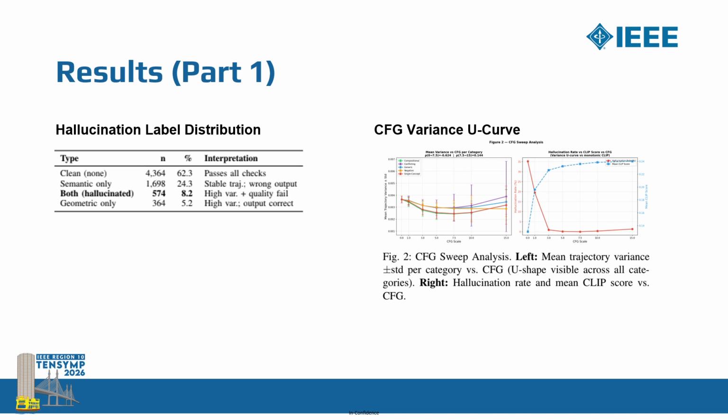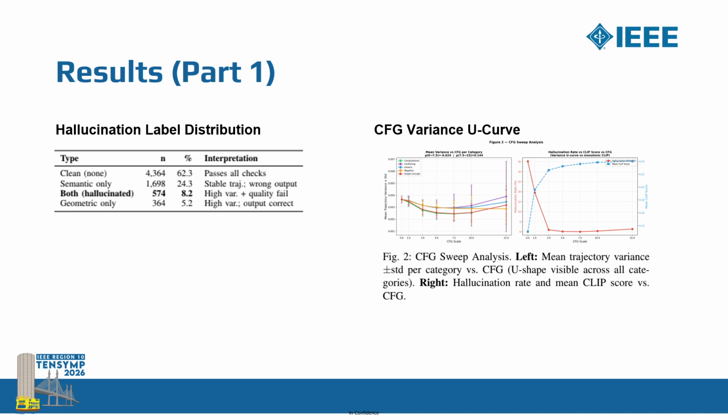Let's look at the actual results. First, the hallucination label distribution. Out of our internal dataset, 62.3% of images are clean, 8.2% are confirmed hallucination, and importantly, 5.2% show high variance but still produced a correct output. We call these geometric only. This is exactly why we need both a variance signal and a quality check together. Variance alone would overflag perfectly fine images.